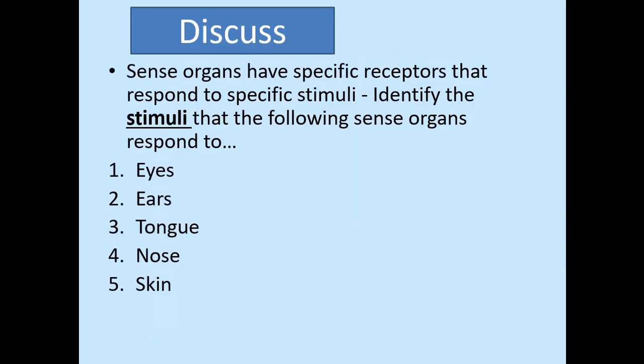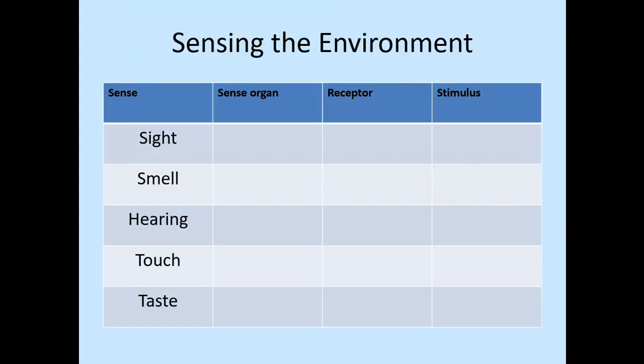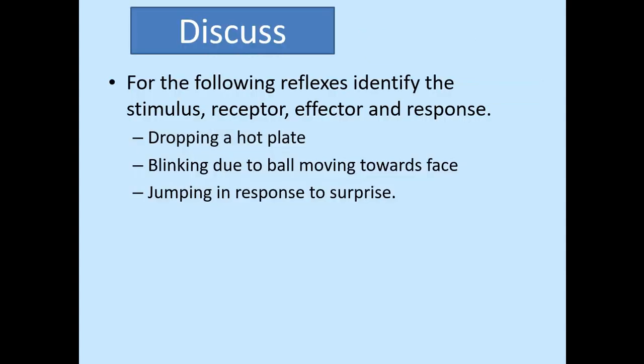Okay, lastly we're going to think about some specific sense organs and identify the stimulus for these particular sense organs. I think what we'll do is skip straight to our table here. Well, let's do this first. So you can have a little discussion maybe with some family members and think about, for the following reflexes, identify the stimulus, receptor, effector, and response. So think about these examples. We've used the drop-in hot plate example. I want you to think about these practical examples.